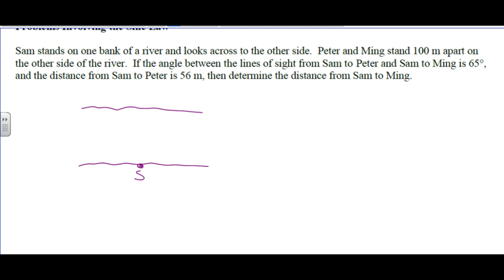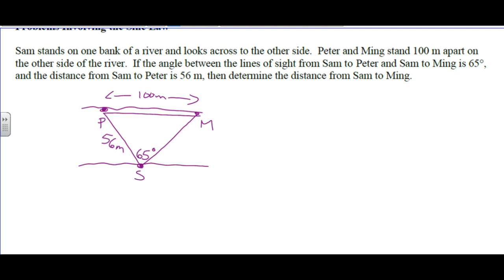And he looks across. Peter and Ming stand 100 meters apart. So there's Peter, there's Ming, and this is 100 meters. If the angle between the lines of sight from Sam to Peter and Sam to Ming is 65 degrees, and the distance from Sam to Peter is 56 meters, then determine the distance from Sam to Ming. So we want this distance here.